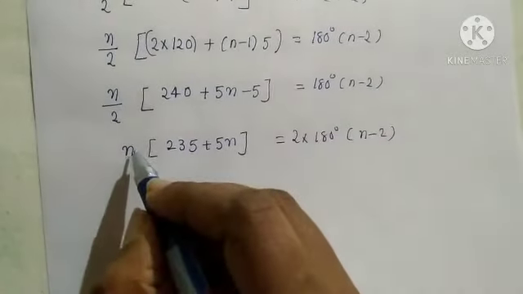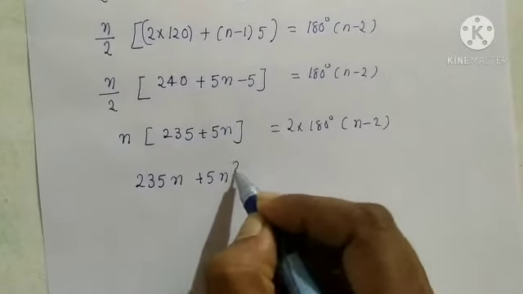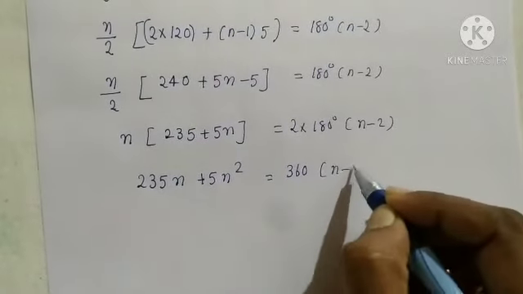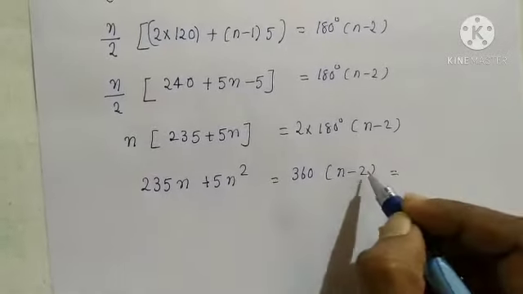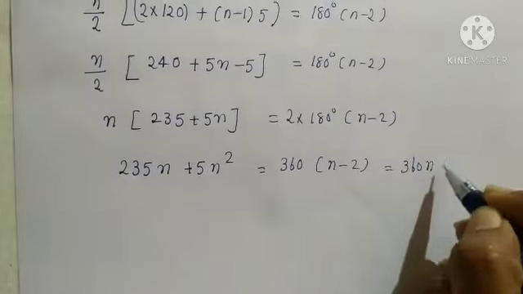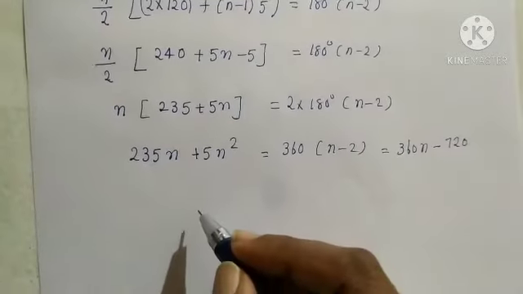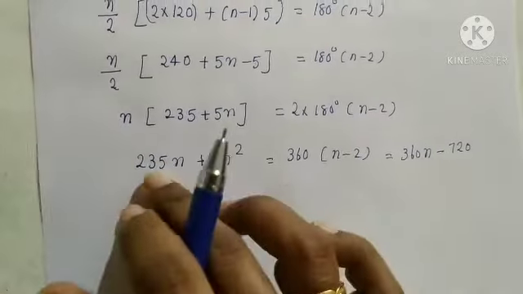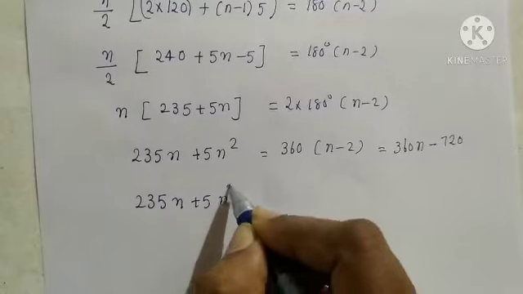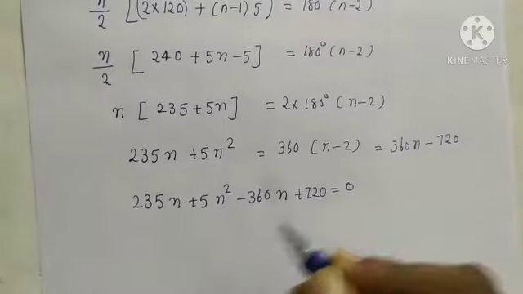Next I am going to open this bracket, so it will become 235n plus 5n square equal to 2 into 180, which is 360, into n minus 2. Opening this bracket on the RHS, it will become 360n minus 360 into 2, which is 720. Taking the whole term to the LHS, it will become 235n plus 5n square minus 360n plus 720 equal to 0.